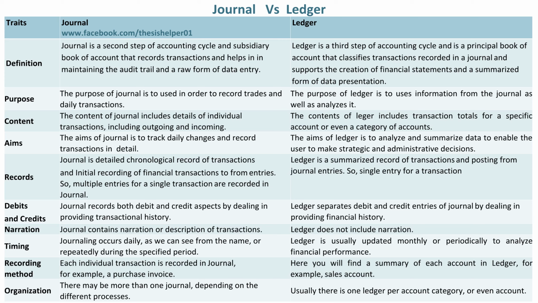Journal contains narration or description of transactions. Whereas, ledger does not include narration.